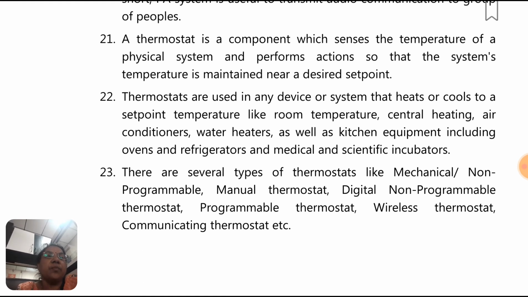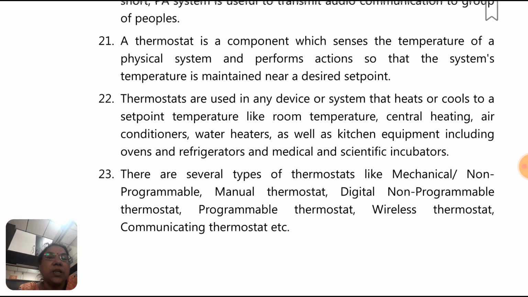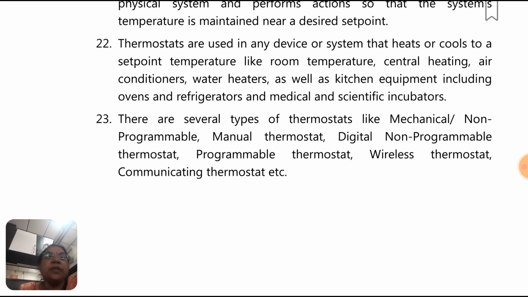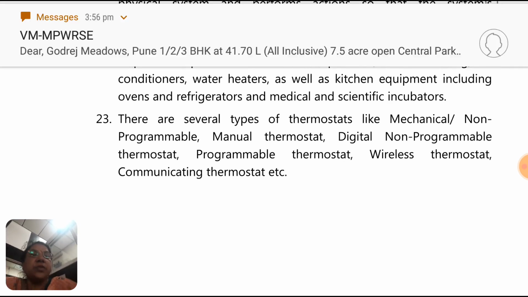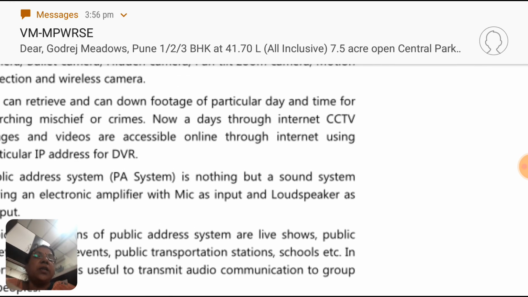A thermostat is a component which senses the temperature of physical system and performs action so that the system's temperature is maintained near a desired set point. Thermostats are used in any device or system that heats or cools to a set point, like room temperature, central heating, air conditioners, water heaters as well as kitchen equipment including ovens and refrigerators and medical and scientific incubators. So there are several types of thermostat like mechanical, non-programmable, manual thermostat, digital non-programmable thermostat, programmable thermostat, wireless thermostats, communicating thermostats.